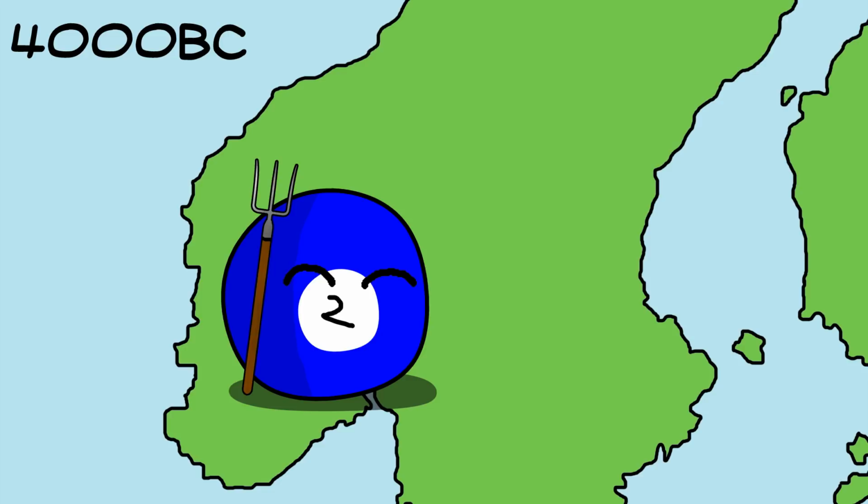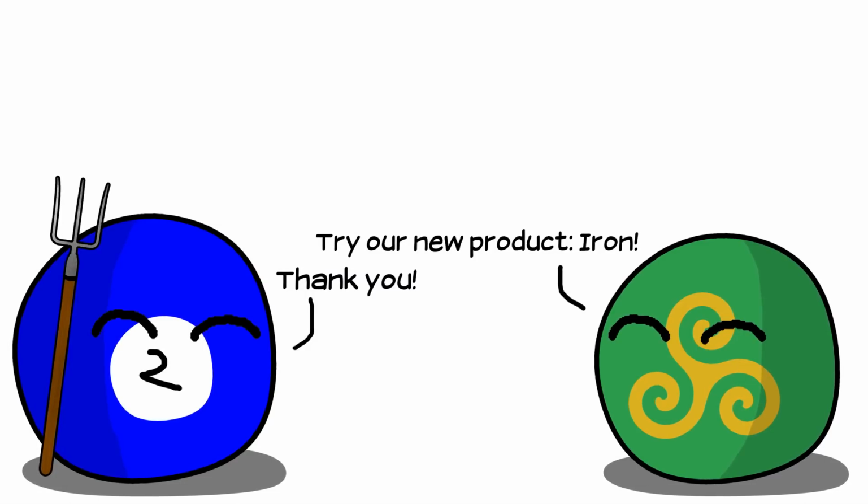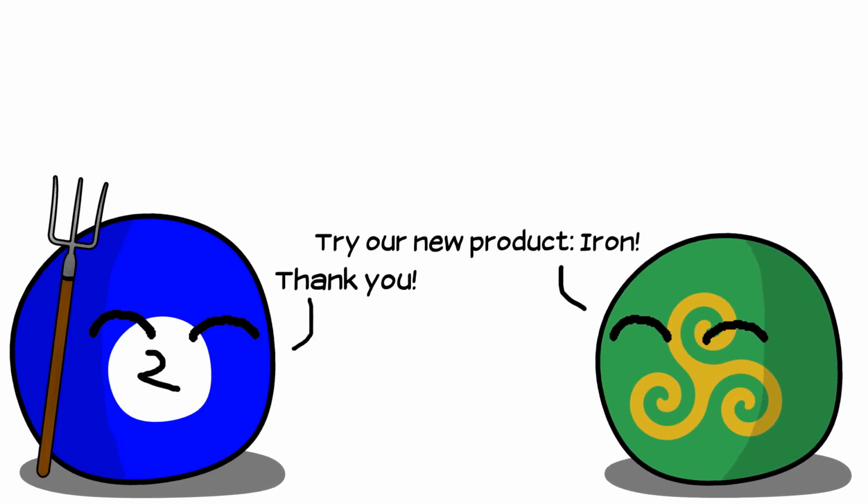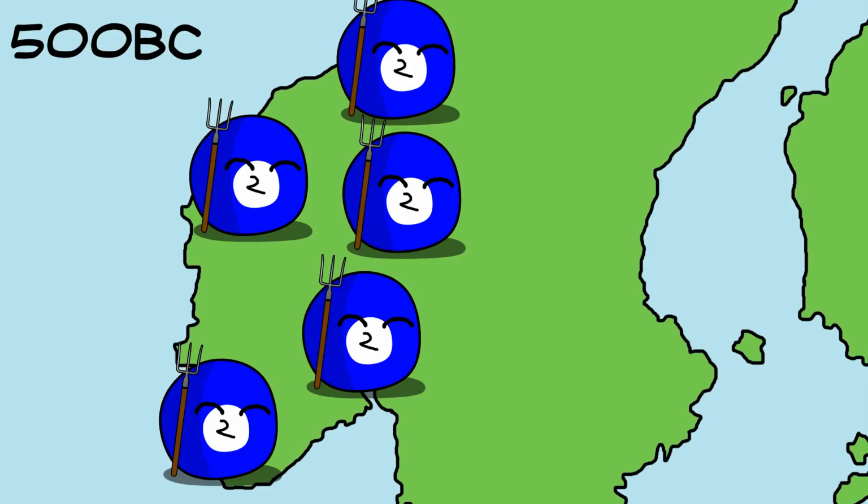Many centuries later, around 500 BC, the climate warmed enough to allow bigger food production, which consequently led to more natives and bigger settlements. Around this time, the Celts introduced iron working to the locals, which, once again, resulted in a population boom due to improved farming methods.